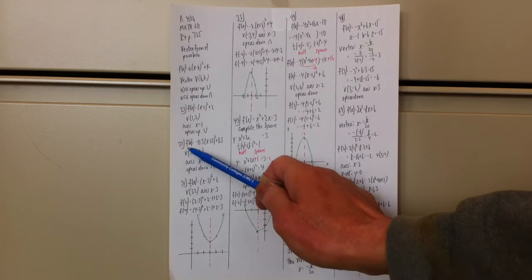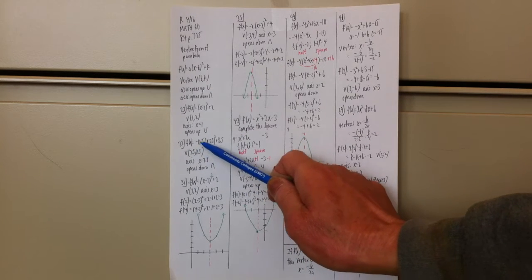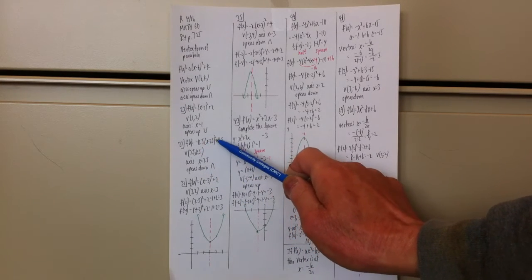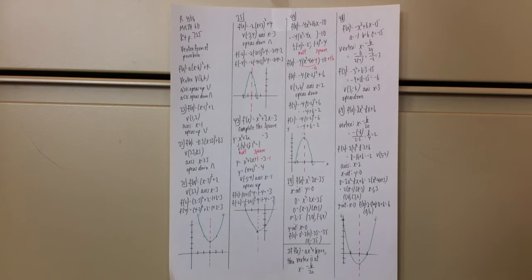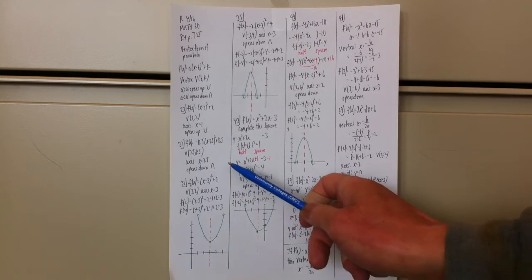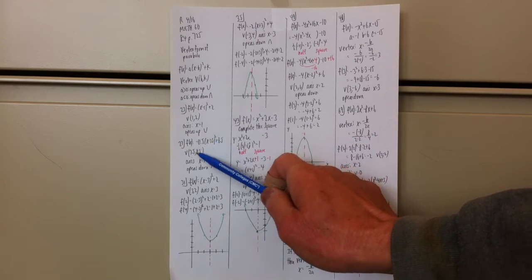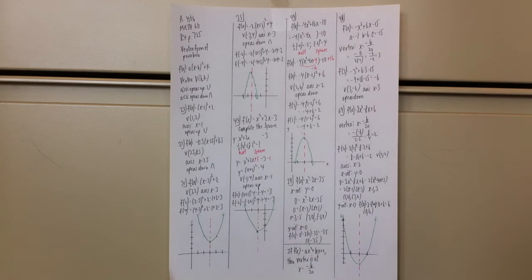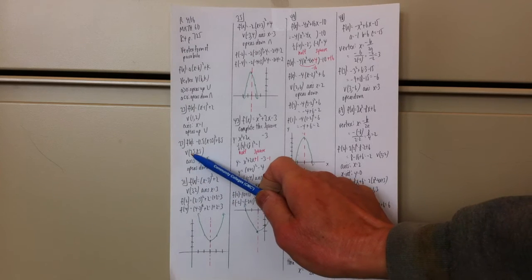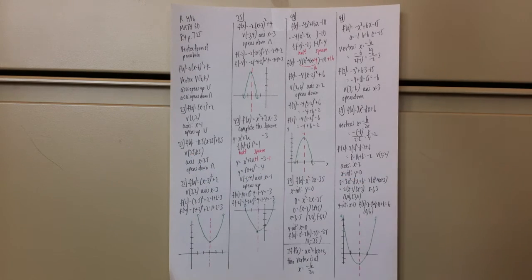Problem 27, f of x is equal to negative 0.5. That negative tells me right away that it's going to open down. (X minus 7.5) squared plus 8.5. So the vertex is at 7.5 comma 8.5. Again, notice for the vertex, you change the sign here, but you keep the sign. Okay. And the axis of symmetry, or the axis, is x equals 7.5, which is right here. And we already know that it opens down.